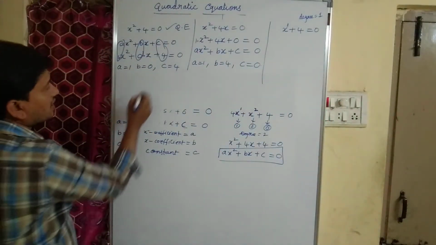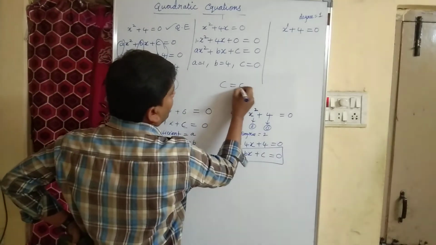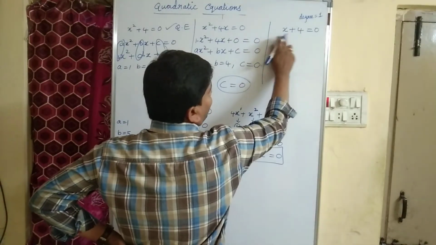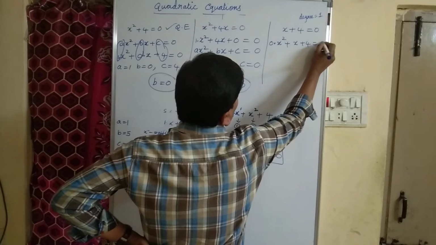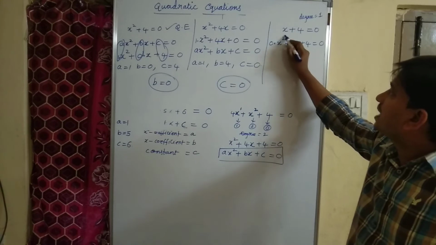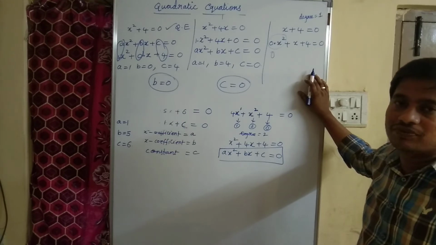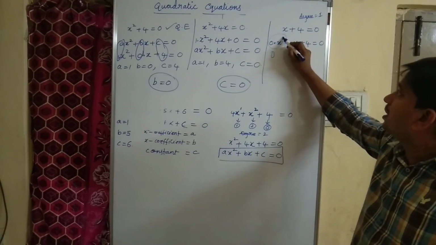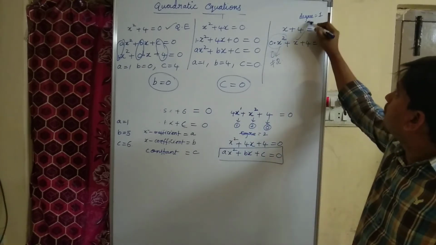If you observe here, in this case, the value of b is 0. If you observe here, in this case, the value of c is 0. Here, I can write x plus 4 equal to 0 as 0 into x square plus x plus 4 equal to 0. If I write 0 into x square, it will become 0. If you multiply anything with 0, obviously you will get 0. So here we don't have an x square term. I mean here the degree is not equal to 2. Here the degree is equal to 1.